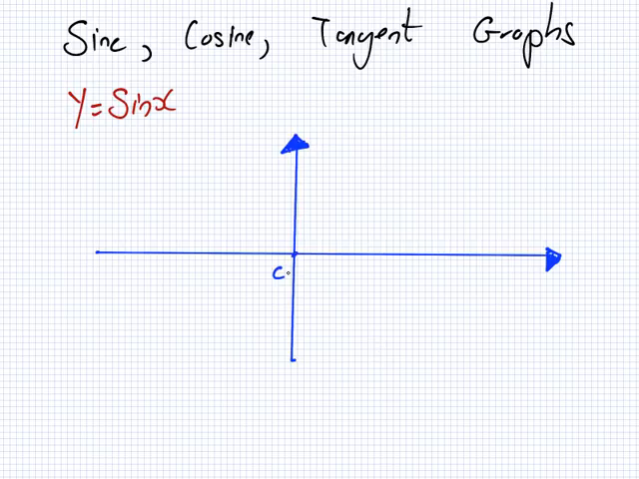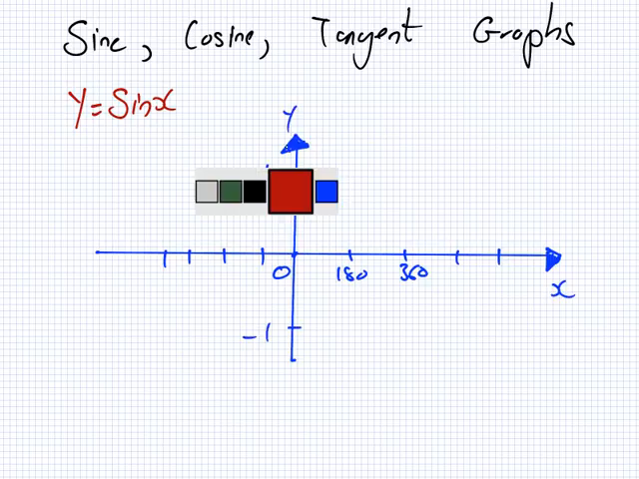0, 180, 360, etc., and this goes up to 1, and this goes down to -1, and this is x, and this is y. So this is the graph for sine x.